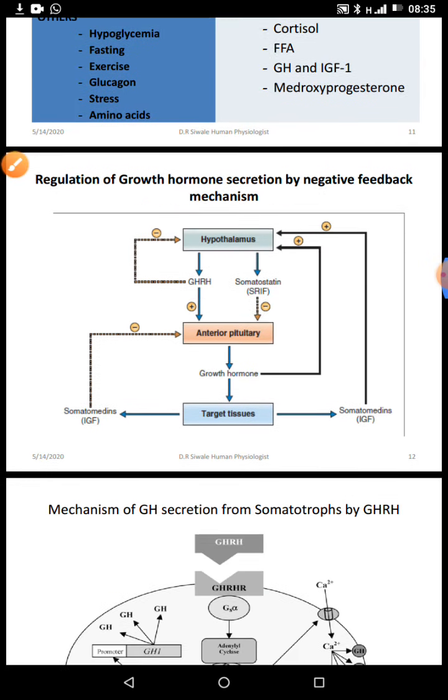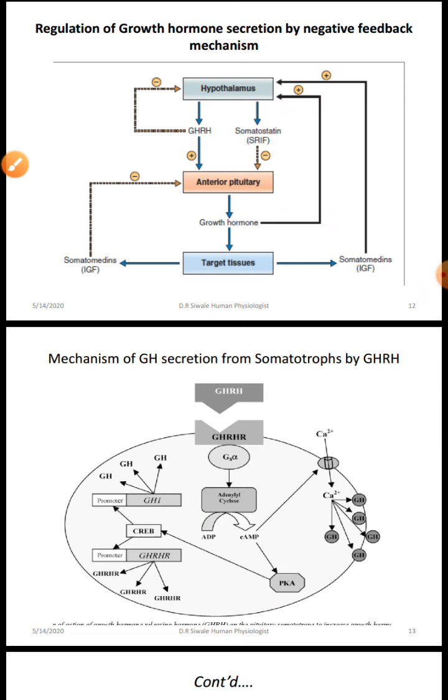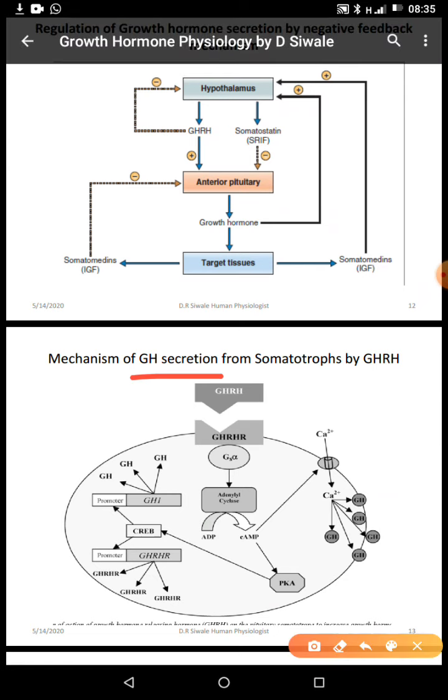Okay. So by what mechanism is growth hormone secreted from the somatotropes? It is simple. This is a growth hormone releasing hormone. It binds to the growth hormone releasing hormone receptor, which is a G protein. The alpha subunit of this receptor activates the adenylyl cyclase, which converts ATP to cyclic AMP. Cyclic AMP is the second messenger.